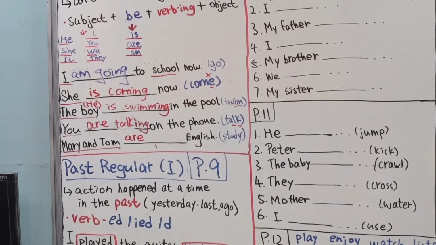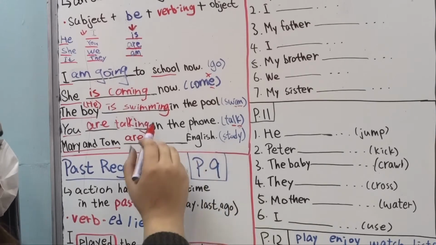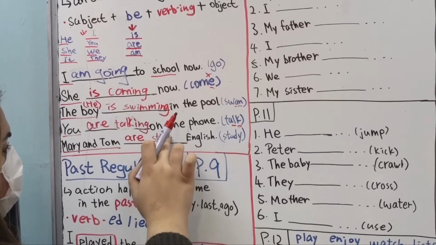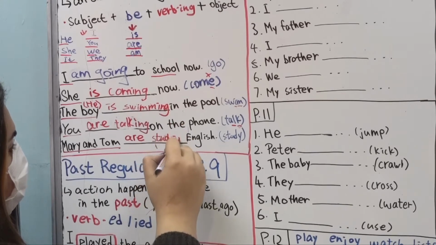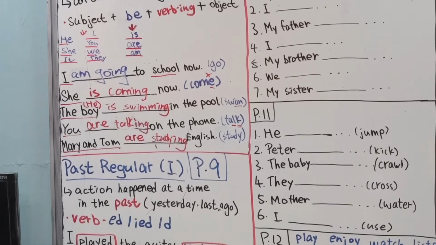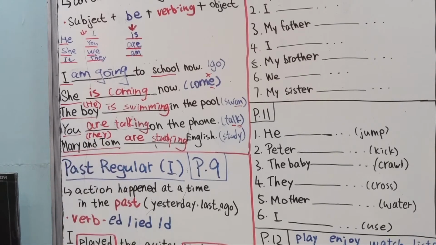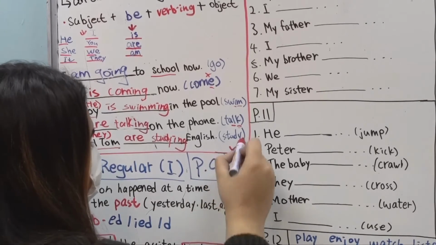Are. And then studying. Oops. Studying. Oh yes. Tom and Mary is, which subject pronoun do we use for Tom and Mary? We use the subject pronoun they. Okay, so we are done with this. We are done with the revision.